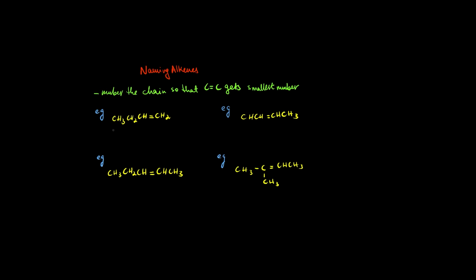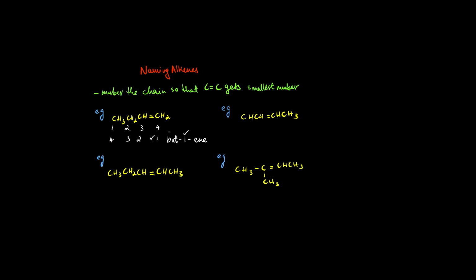Now let's look at the first example. Over here we could number it from the left and the right. But if you notice one thing, the double carbon-carbon bond must have the smallest number, so it only gets the smallest number when we number from the right hand side. So the name of this compound would be but-1-ene. So let's notice this a little bit.